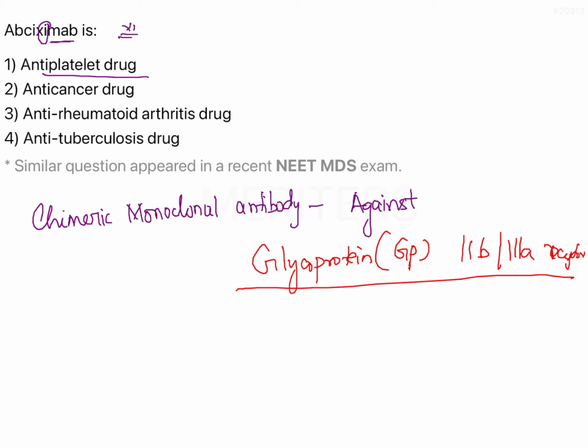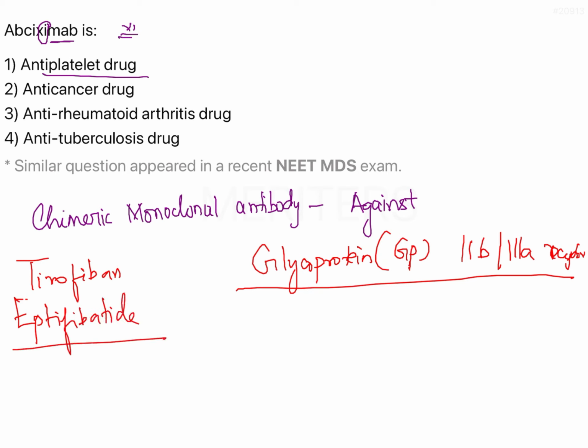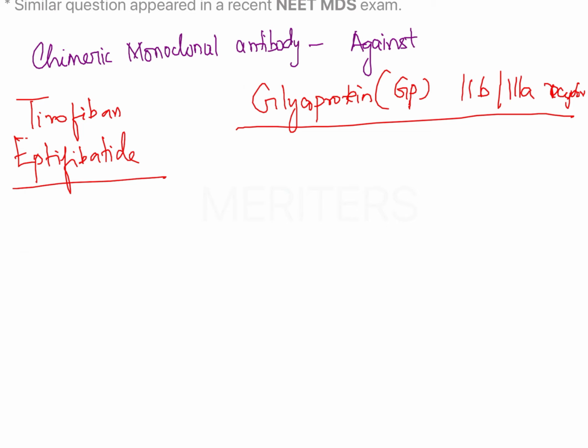All its family, such as Abciximab, Tirofiban, and eptifibatide. All these three act against glycoprotein 2B3A receptor, that is, they are glycoprotein 2B3A antagonists. So what is this glycoprotein 2B3A? It is a glycoprotein found on the surface of platelets, and among all the receptors, this is the most abundant receptor found on platelets.